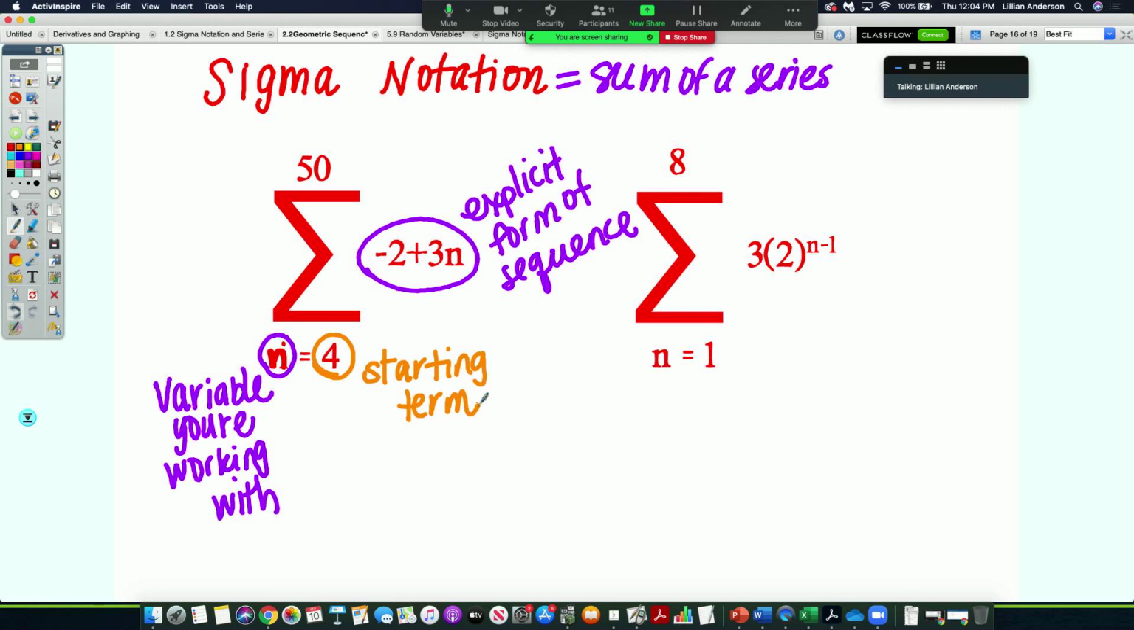So for this first example, that number is 4. That means you are starting with the fourth term of this particular sequence. So in the first example, I'm not starting with my first term and then adding however many terms. I'm starting with my fourth term. Okay? So the bottom number tells you what term you're starting with, and in this case, it will be your fourth term. The number at the top is the term you end with.